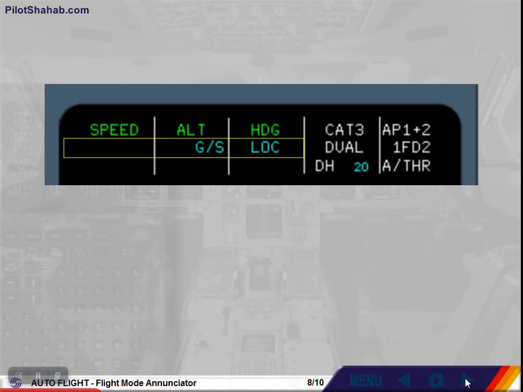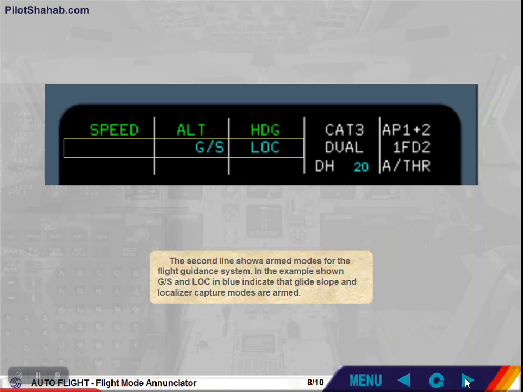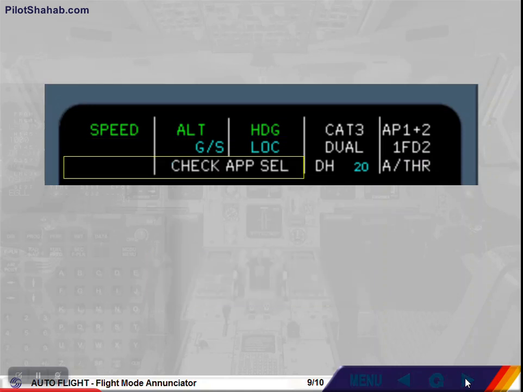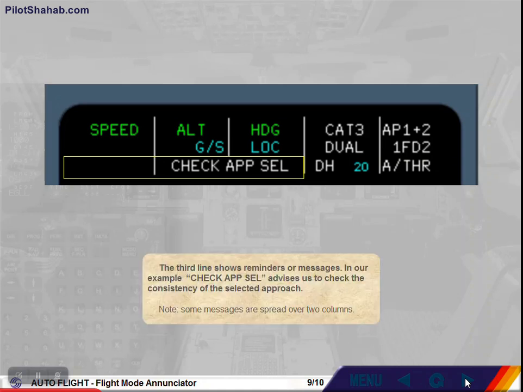The second line shows armed modes for the flight guidance system. In the example shown, GS and LOC in blue indicate that glide slope and localizer capture modes are armed. The third line shows reminders or messages. In our example, check approach cell advises us to check the consistency of the selected approach. Note, some messages are spread over 2 columns.